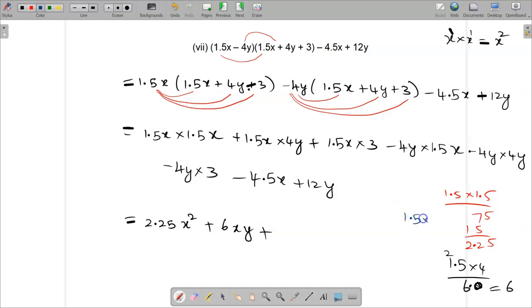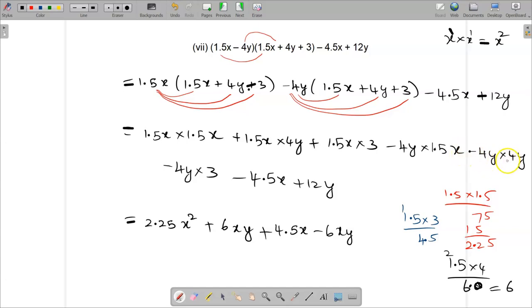1.5 into 3. 5 3s are 15 and then 1.3 ones are 3. 3 plus 1 it is 4. 1 decimal point means it is 4.5. So this term when I simplify it is 4.5x minus, already I know 4 into 1.5 it is 6. So it is 6. Generally we have to write variables in the alphabetical order. So write x first followed by y.